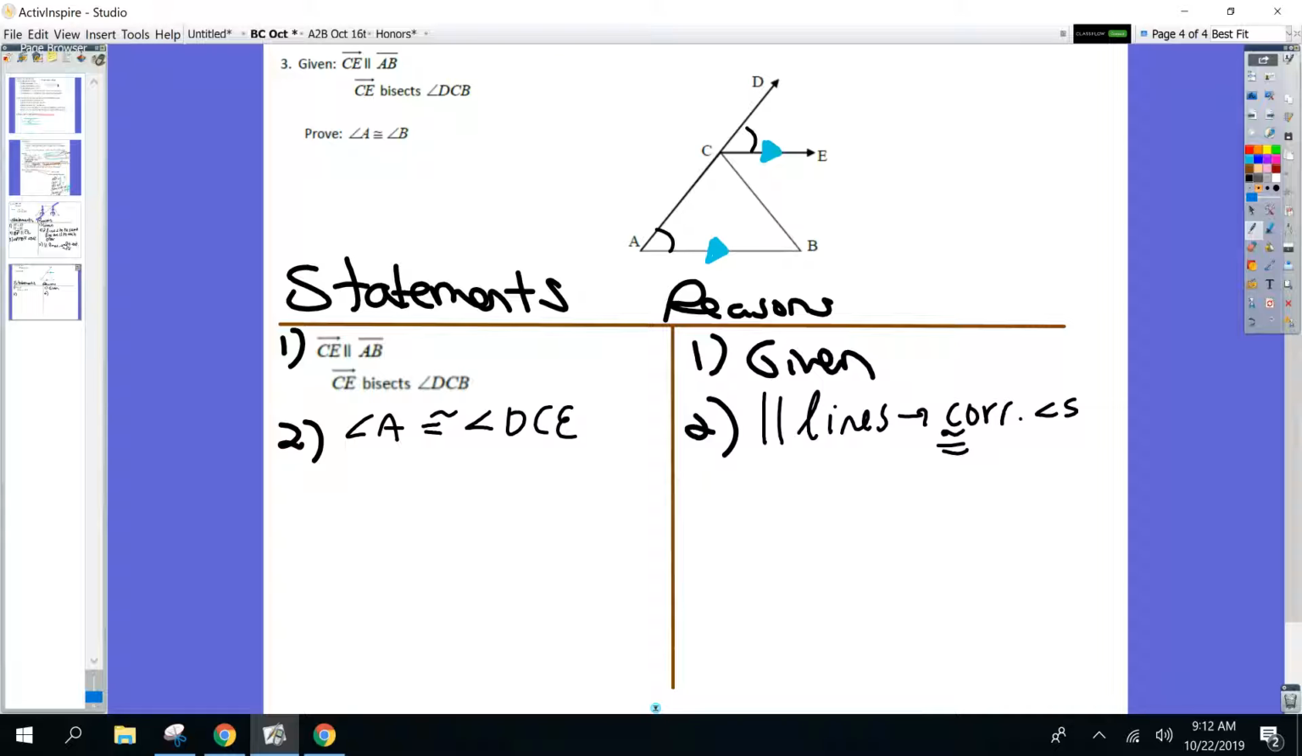CC, next up. Okay, so now we're taking care of the bisector part, it looks like. So angle DCE is congruent to angle ECB. Got it. So those 2 angles up top here are now congruent. How did CC get it? She looked at the givens and said, that's what a bisector does.